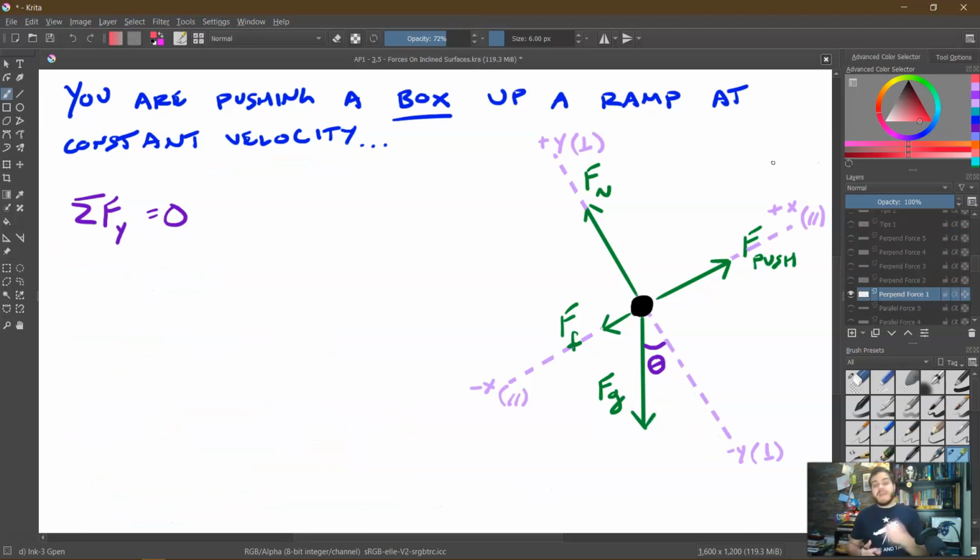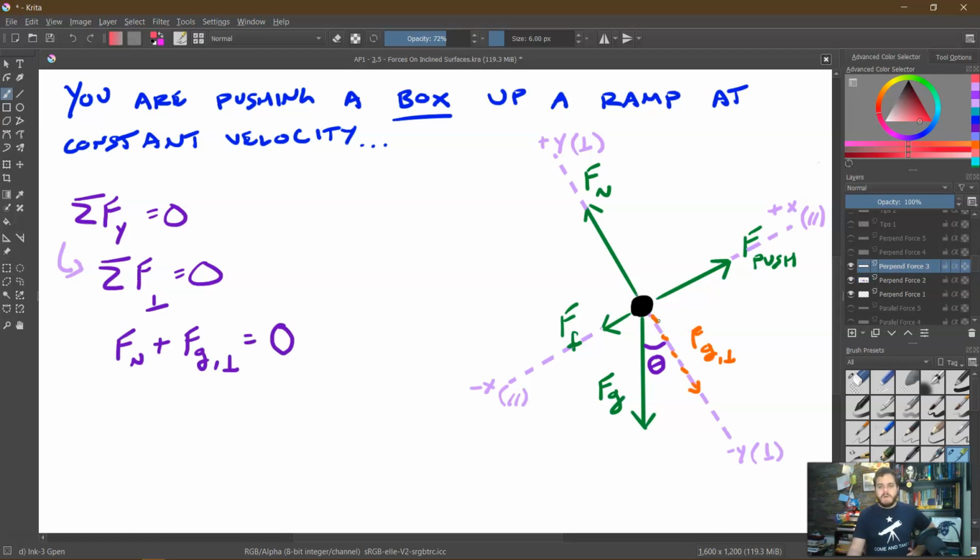But we also know that sigma Fy is also equal to 0. So the forces in the perpendicular direction compared to the surface of the ramp must also be balanced. So we have sigma F perpendicular is equal to 0, and what are the forces in this direction? Well, definitely the normal force, because it's always perpendicular, but we also have a component of the gravitational force, specifically the perpendicular component of Fg. So Fn plus Fg perpendicular is 0, and how do I know how big this one is? Well, it is adjacent to theta, so that will be Fn plus Fg cosine of theta is equal to 0.